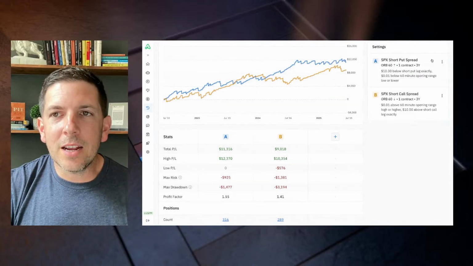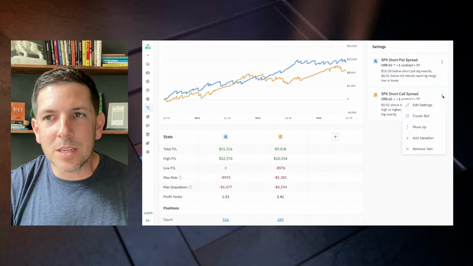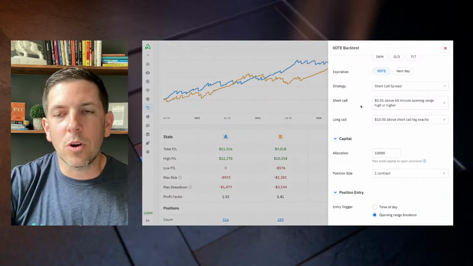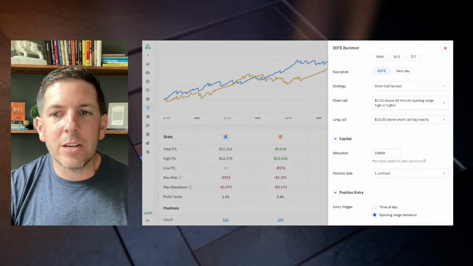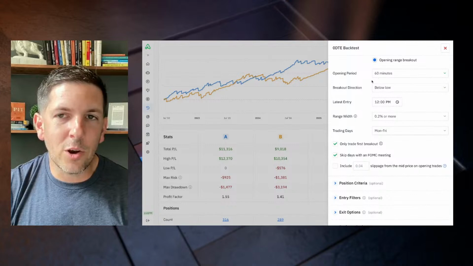The other thing that he did here is he also tested a short call spread, which is basically doing the exact same thing, just in the opposite direction. So it would be all the same stuff, except we're doing the short call spread position, which is right above that 60-minute opening range, if we get a breakout below the 60-minute opening range on the day.